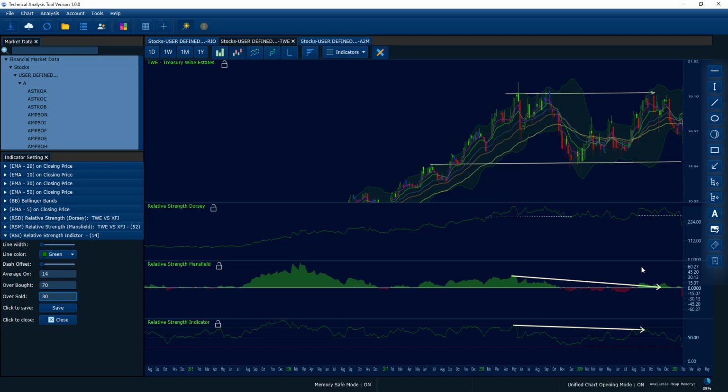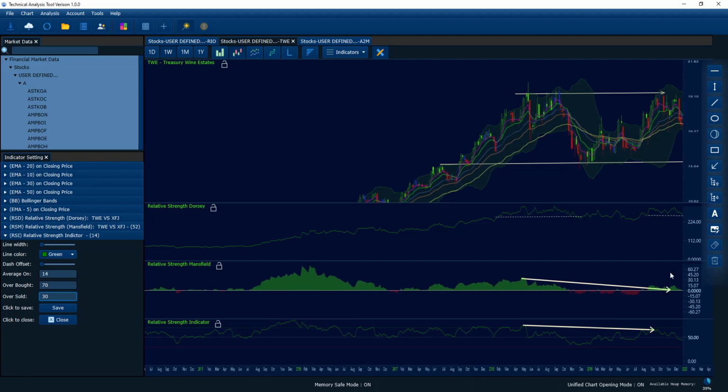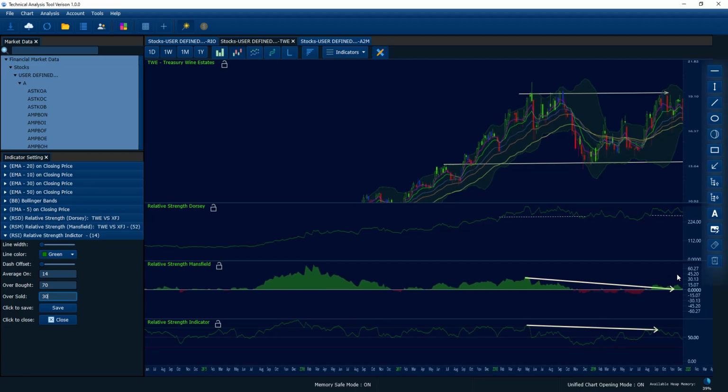The same goes for the divergence of the relative strength Mansfield. So it is not outperforming the market too much, because if you want to keep moving higher, we are expecting the RSM to keep moving stronger. Same behavior as the RSD: it doesn't create a high, because if you really want to break above the previous high, you expect the RSD to create a high as well, but it doesn't.